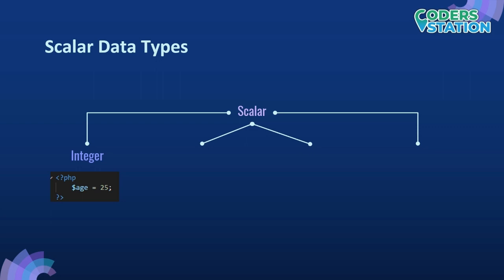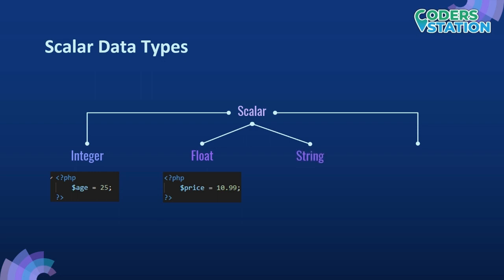Here you can see we have created a variable named age in which we are holding a single value, which is a whole number, that is 25. So this is an example of integer. Next, float. Floats, which are also known as doubles, are numbers with decimal points. So here the variable price contains the value 10.99. So variable price is of a float data type.